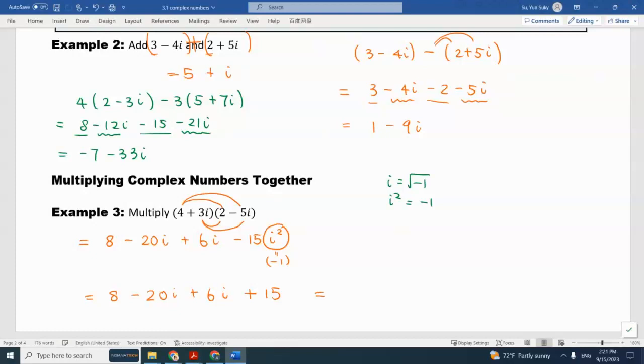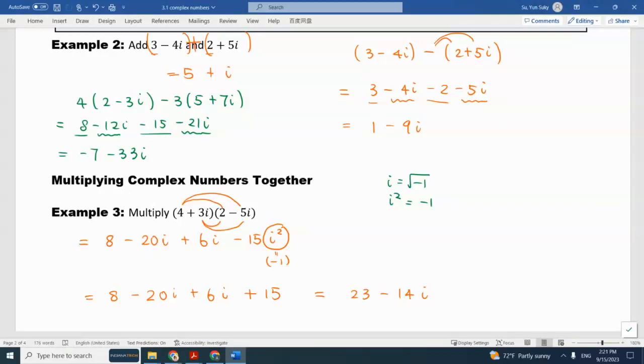Yeah, once you do that, you can combine the like terms. 23 minus 14i. Right, everybody? Good.